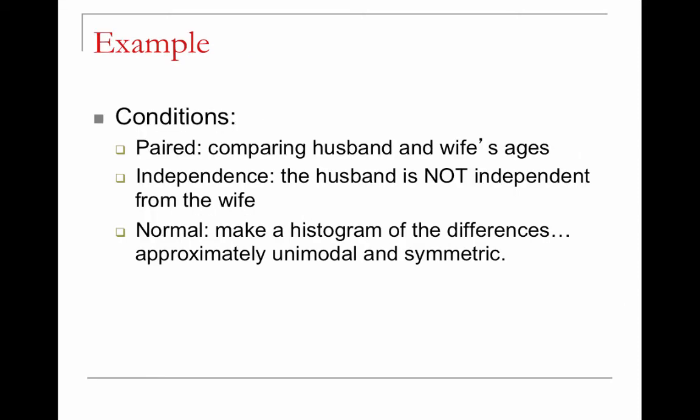The first thing we have to do is check our conditions. Again, that is paired data. We are comparing the husbands' and wives' ages, so it's paired data because you're looking at each couple as a pair. The independence assumption: the husband's age is not going to be independent from the wife's. And then normal, you need to make a histogram of the differences. Again, I did not show it here. It is approximately unimodal and symmetric. And again, that histogram is only of the differences.